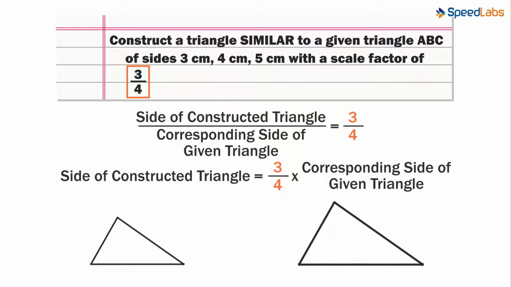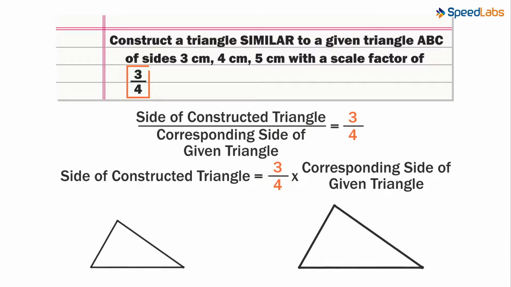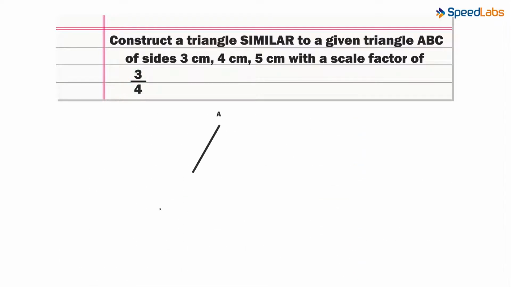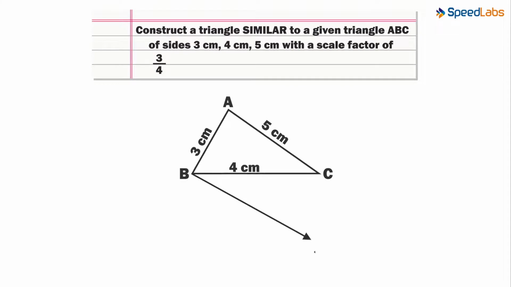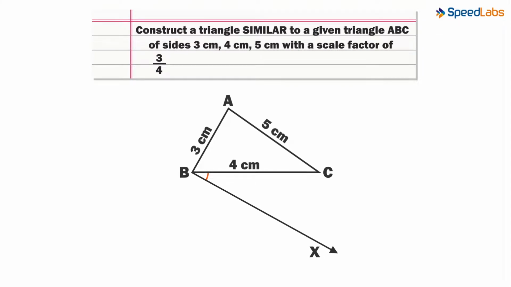Let's start our construction by drawing a triangle ABC having sides of the given lengths 3 cm, 4 cm and 5 cm. Here's how the triangle will look. How do we construct a similar triangle with this scale factor now? Firstly, we draw ray BX from the point B, making an acute angle with the side BC. Note that this angle has to be acute.